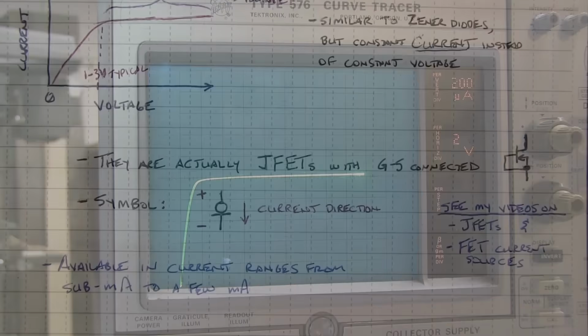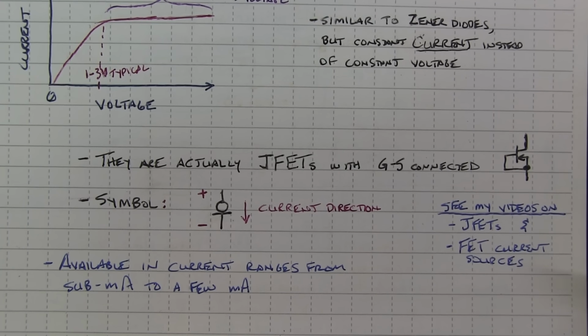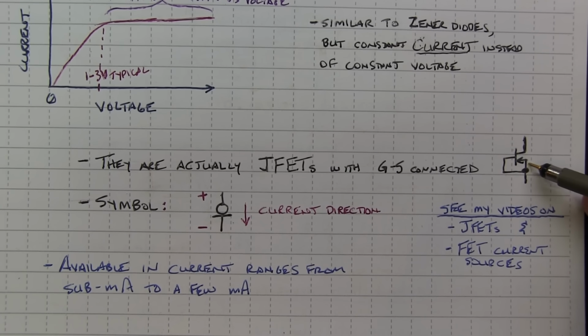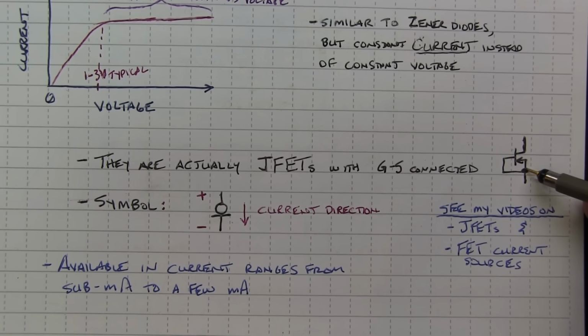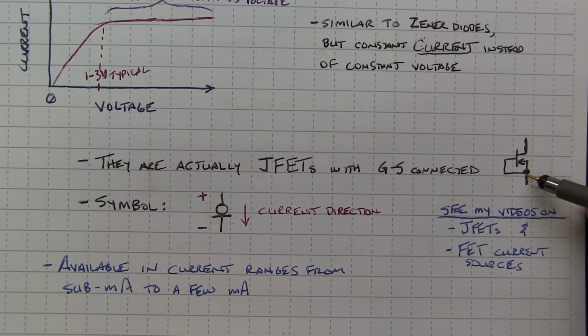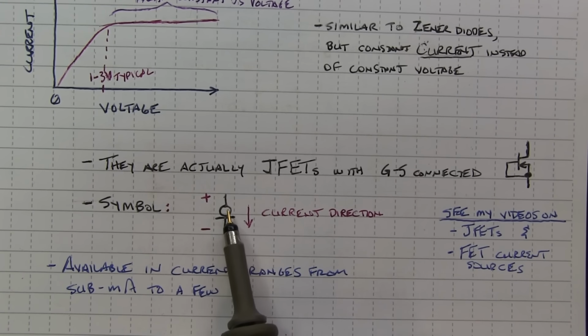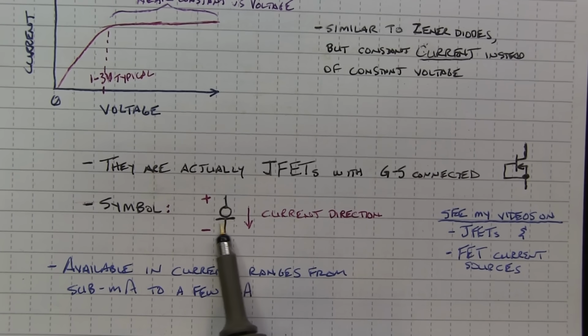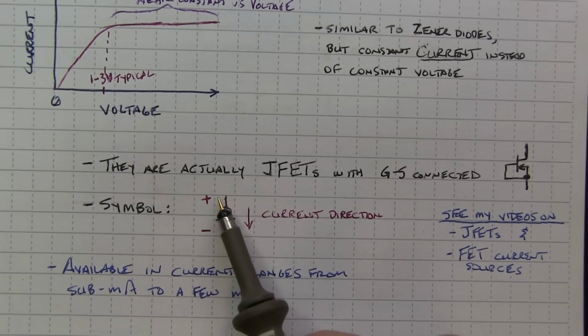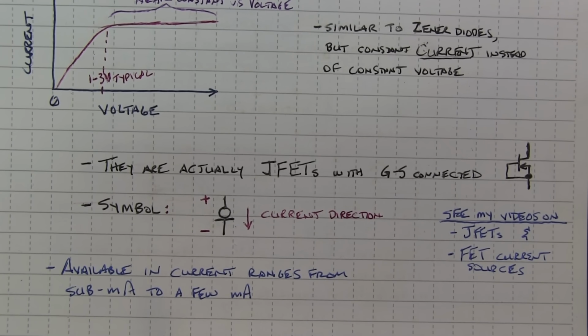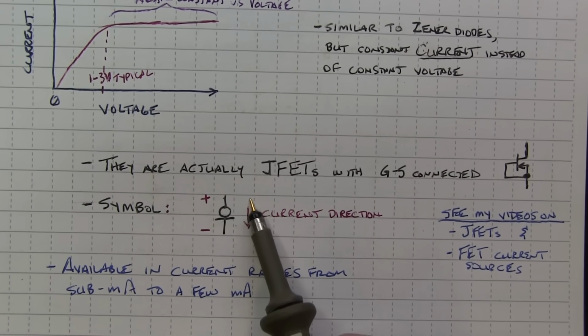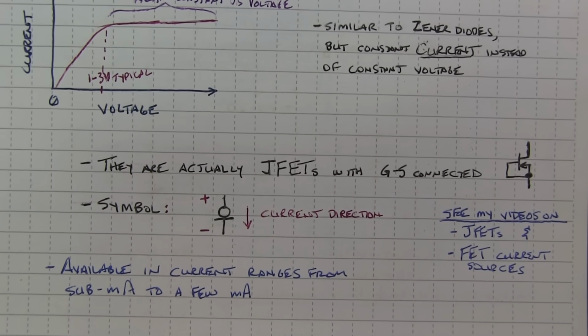Now, as mentioned earlier, these devices are actually JFETs with the gate to source connected, and also potentially with a resistor inserted in here between the source and the gate connection. The schematic symbol for a current regulator diode looks like this. It looks kind of like a circle with a line, anode and cathode, and the polarity of the device is indicated here. And the current direction is shown here, the conventional current direction.